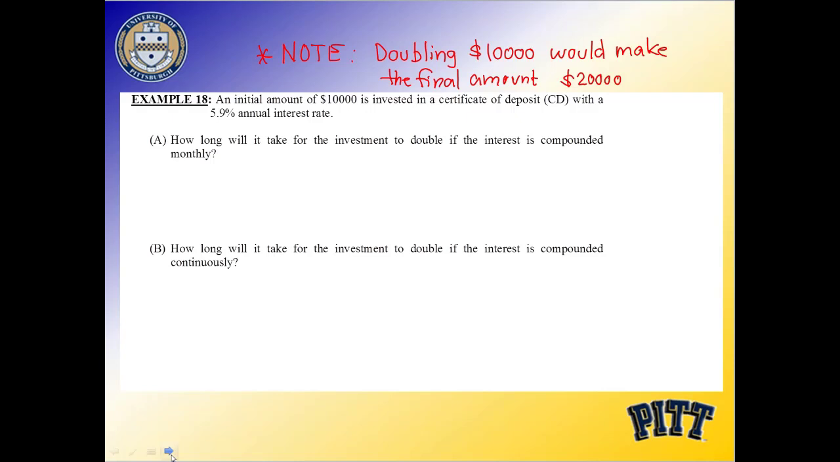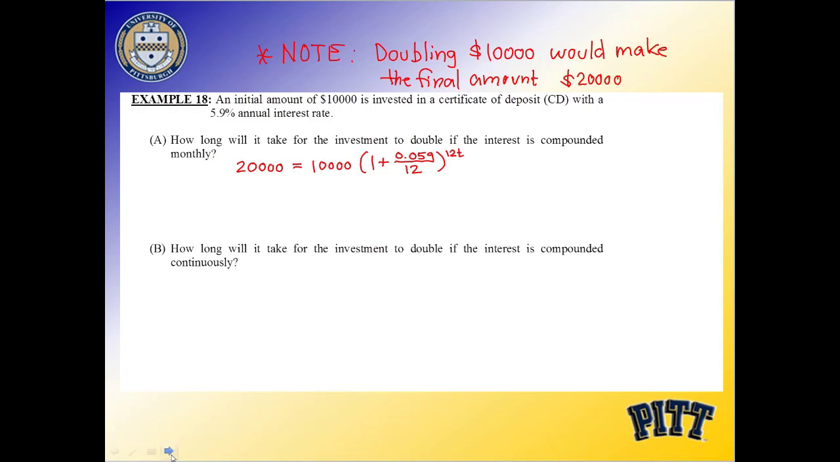It doesn't matter what the initial amount is. We're talking about a proportion description here, and proportions are what's being changed. So I would set up all the information based off of that. I'm looking for t, which is the amount of time. So 20,000 would be the final amount, 10,000 would be the initial amount, and 1 plus 0.059 would be the interest rate as a decimal only.